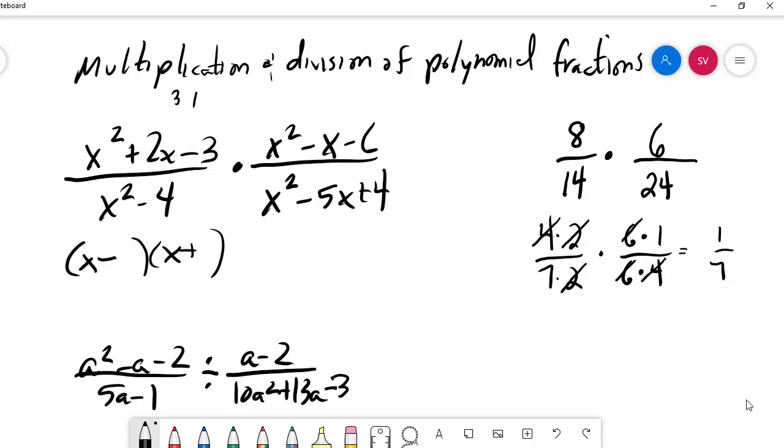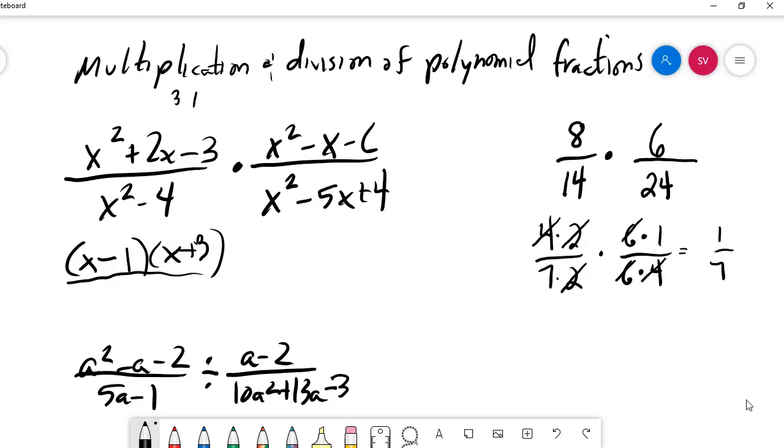So now the question is, where does the 3 go? Where does the 1 go? Remember we said we have to look at the sign of the middle term. Since it's positive, the larger of the two factors has to match the sign of the middle term. So the 3 goes with the plus, the 1 goes with the minus.